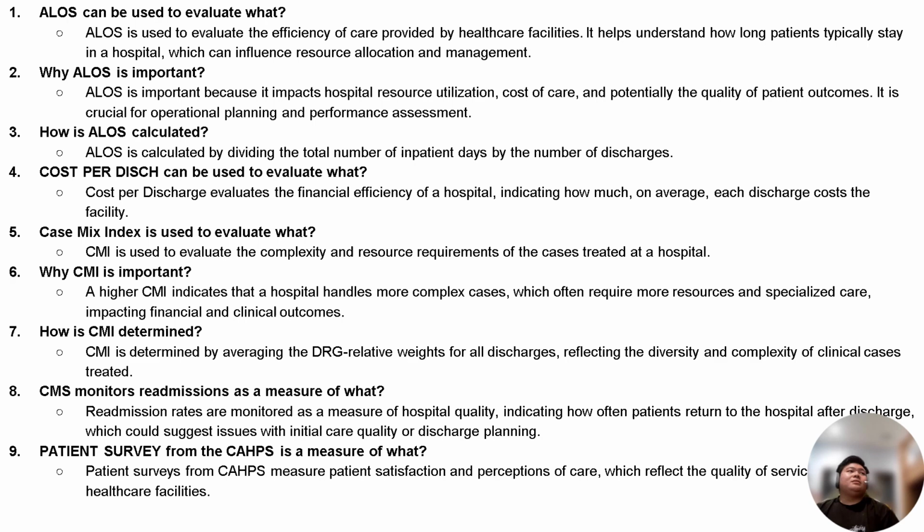Case mix index is used to evaluate what? CMI is used to evaluate the complexity and resource requirements of the cases treated at a hospital. Why is CMI important? A higher CMI indicates that a hospital handles more complex cases, which often require more resources and specialized care, impacting financial and clinical outcomes. How is CMI determined? CMI is determined by averaging the DRG relative weights for all discharges, reflecting the diversity and complexity of clinical cases treated.